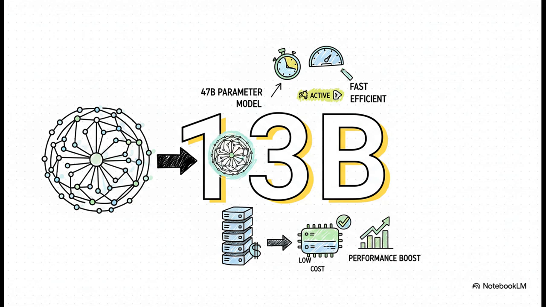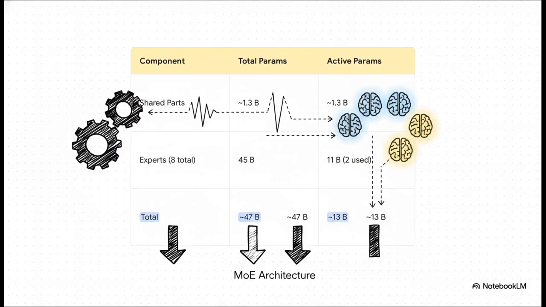So just think about that. You get the knowledge of a 47 billion parameter model, but with the speed and the cost of a much smaller 13 billion parameter model. That is an absolute game changer. Let's just look at the breakdown here. You can see the shared parts of the model are always active, they're always on. But the experts, wow, they make up the vast majority of the model's size, 45 billion parameters. And yet, at any given moment, only a fraction of those are actually being used. That right there is the power of this architecture in a nutshell.